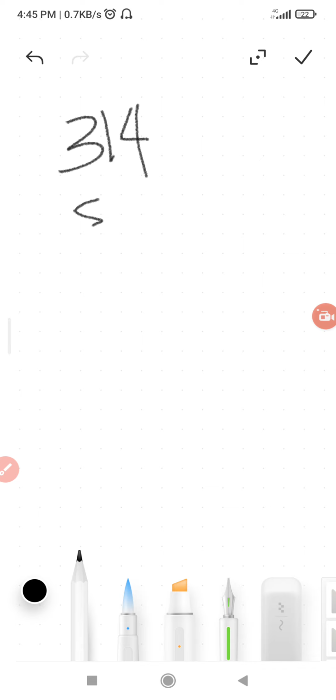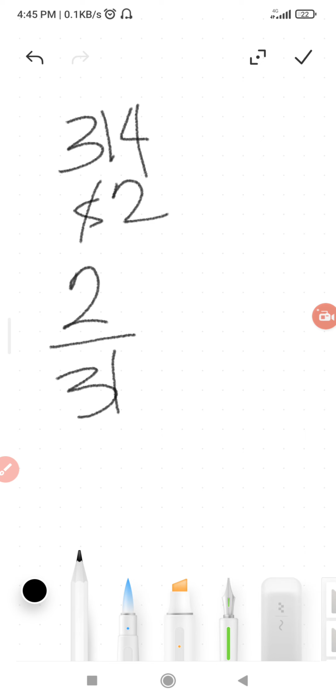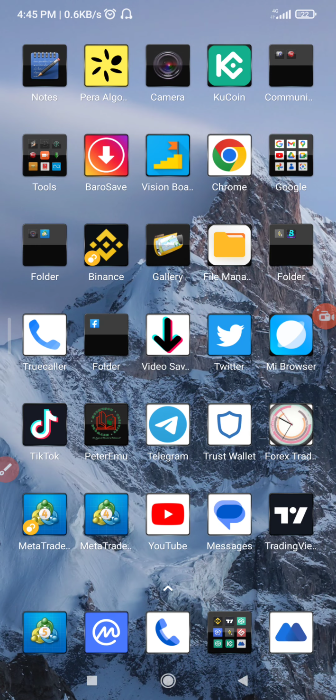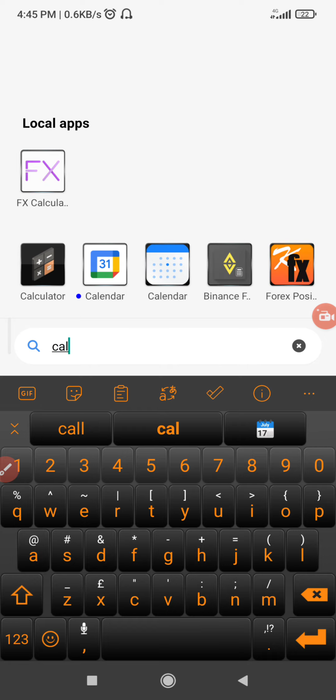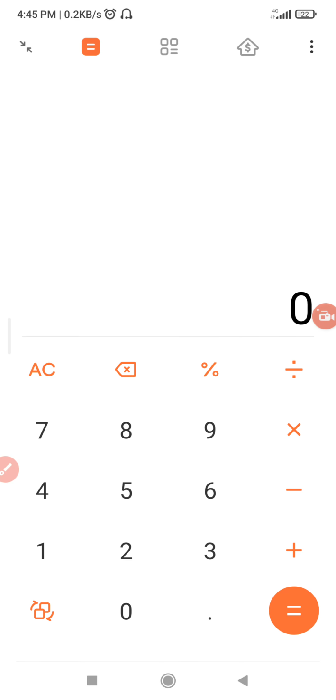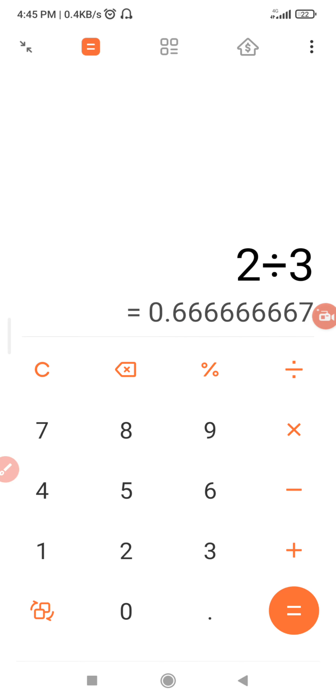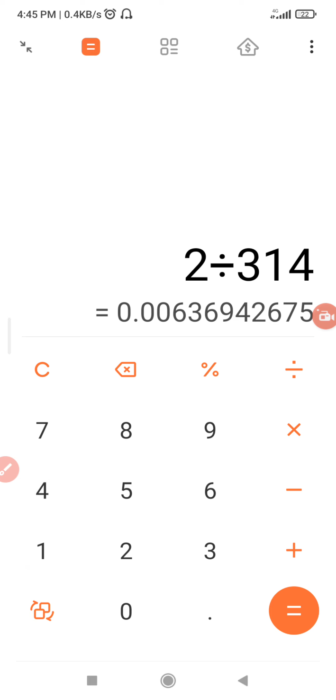Our standard pip is 314, right? Our capital that we want to risk is $2. So what we are going to do is say 2 divided by 314, right? So whatever we get will be the standard lot we are to use. So let's go to the calculator. So I'm going to put 2 divided by 314. So our standard lot size will be 0.006.